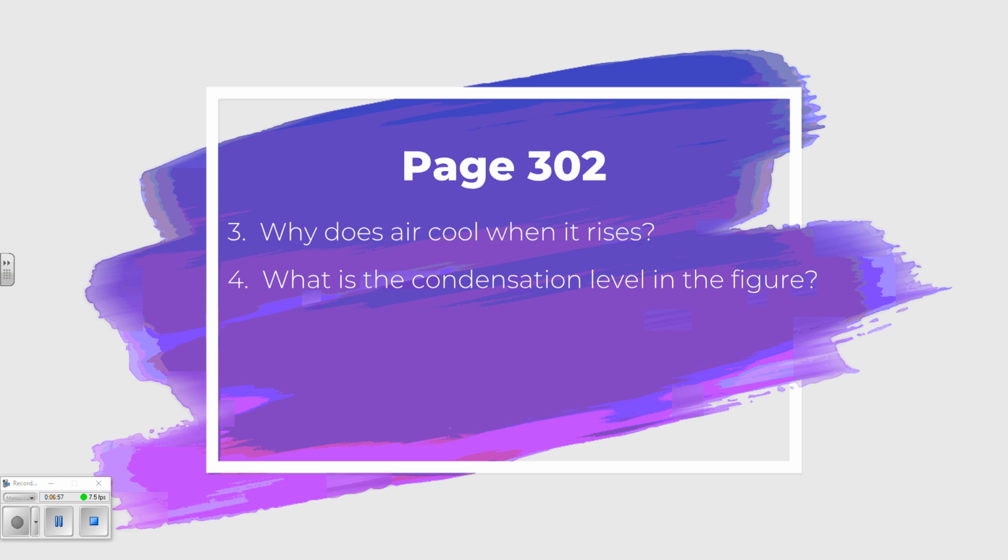Question number 4. What is the condensation level in the figure? If you look on the left-hand side, where dew point is reached at 10 degrees Celsius and 10 degrees Celsius, the answer to the question is 1,000 meters.